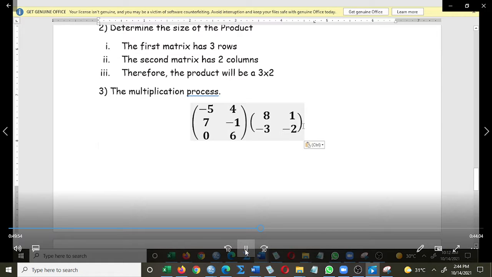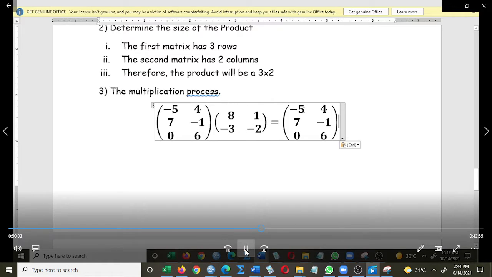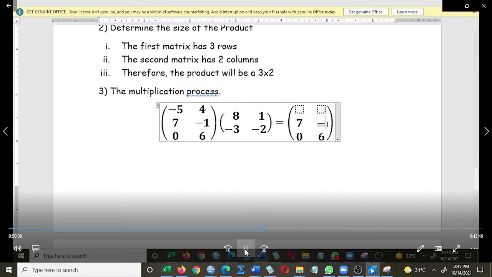So we know we have to get 3 by 2. Okay. So we have a 3 by 2 there already. Let's empty each cell. And it's the same row of first and column of second. The same row of first and column of second.